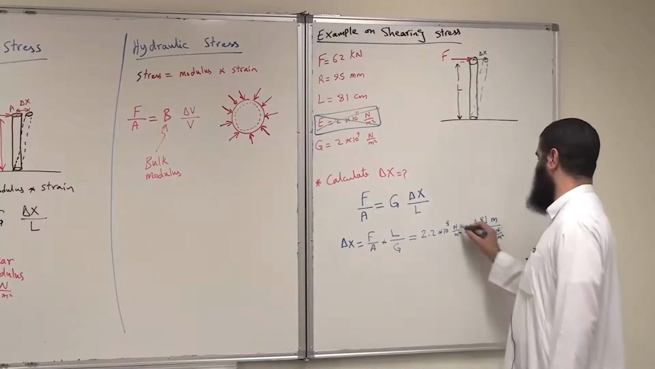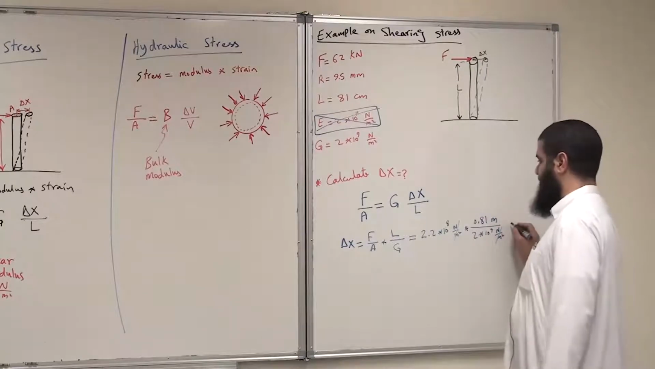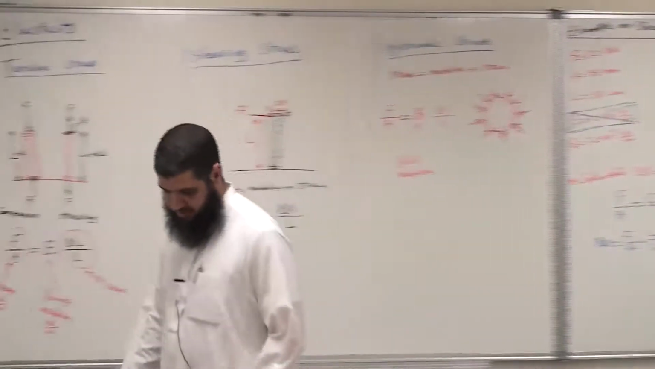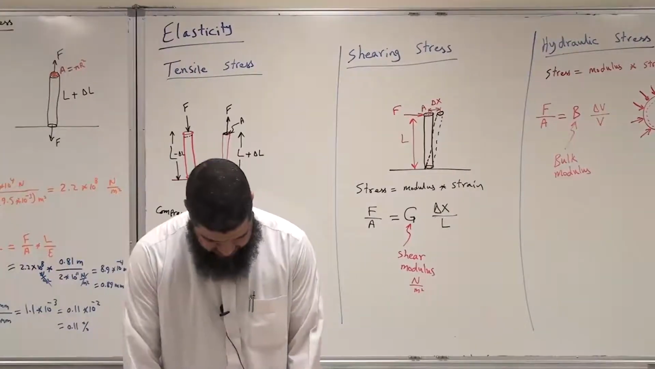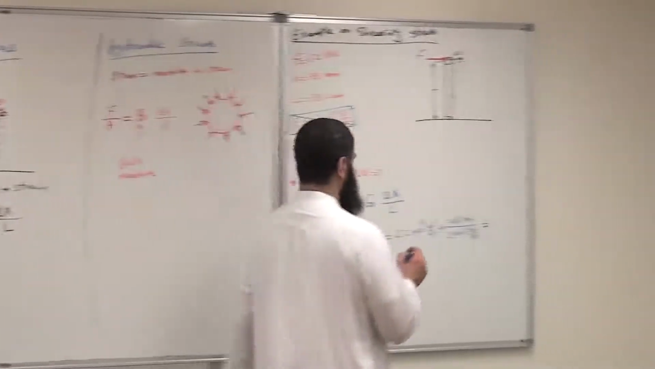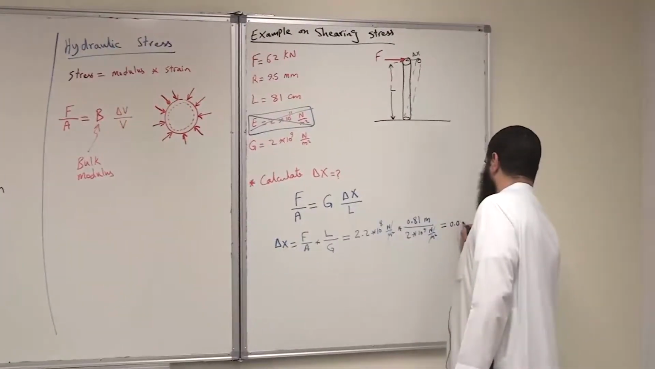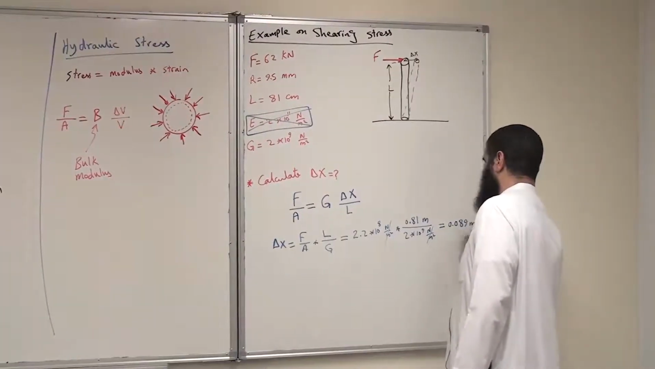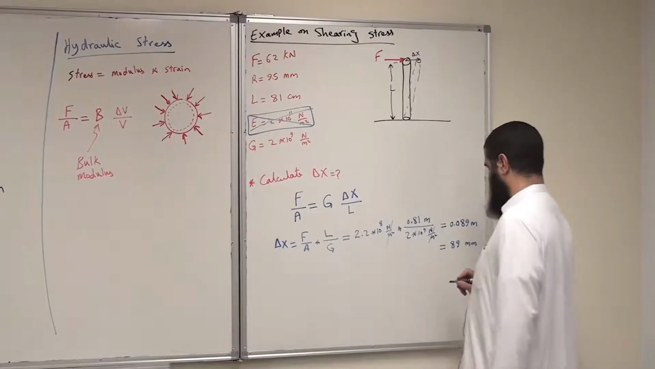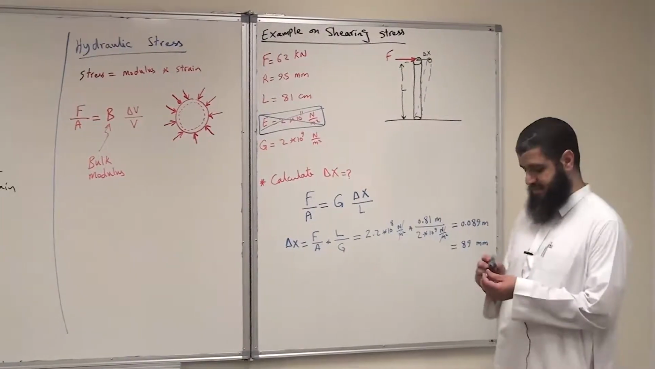Okay, so this will cancel with that, and we are left with delta X in units of meters, and the answer here is found to be 0.089 meter, or in millimeter, this is 89 millimeter, or 8.9 centimeters.